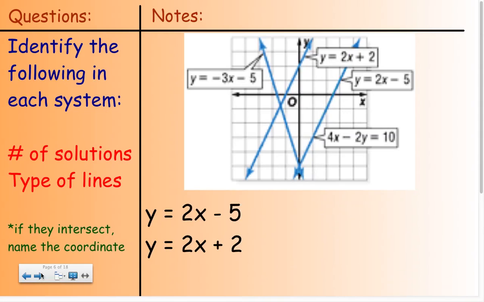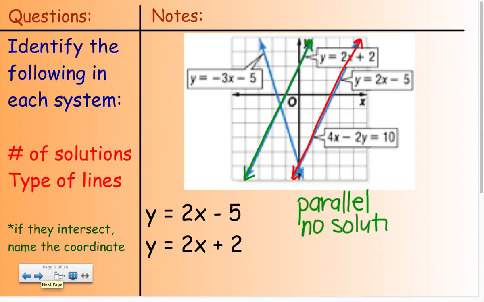All right, this time we're looking at 2x minus 5, which is this line right here, and 2x plus 2, which is this line right here. Now these lines are parallel. Parallel lines do not touch or intersect at all, so there are no solutions. And we don't have to name a coordinate point this time because there aren't any solutions. You only name the coordinate point if they intersect.